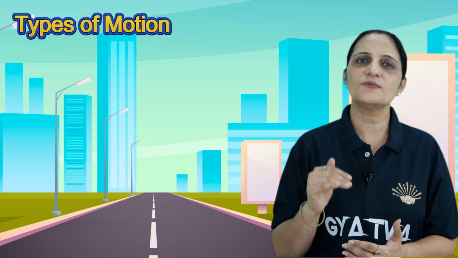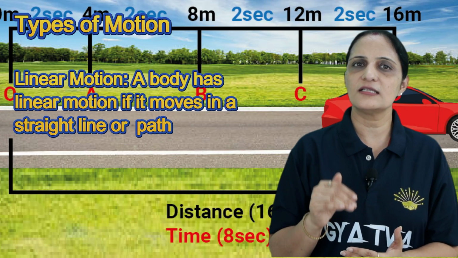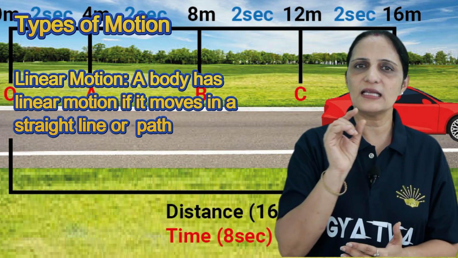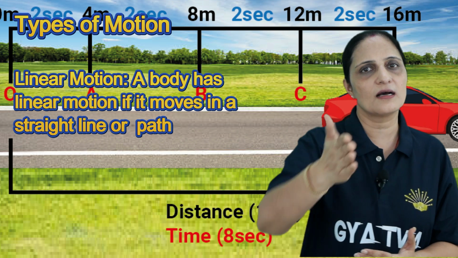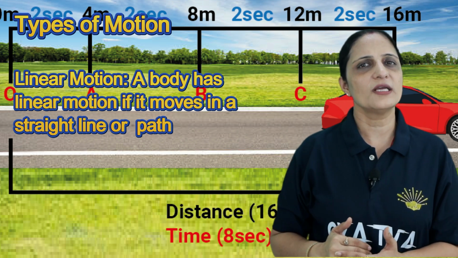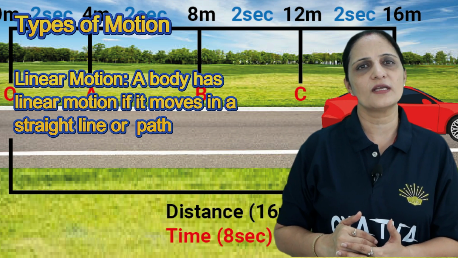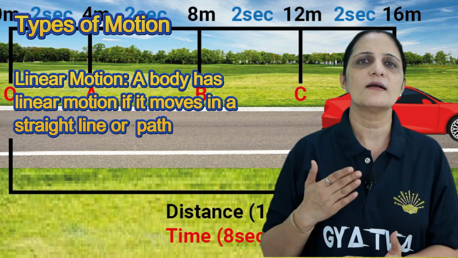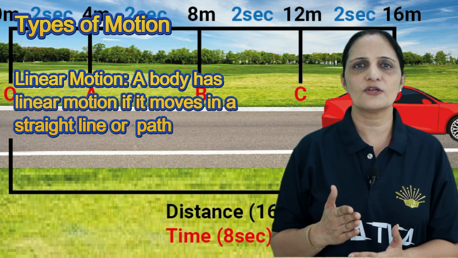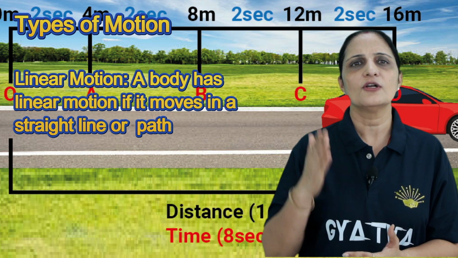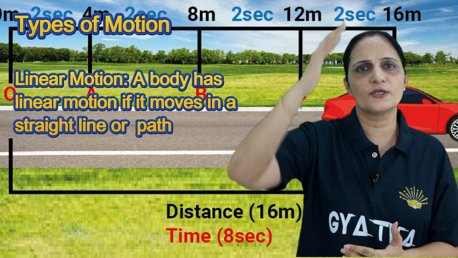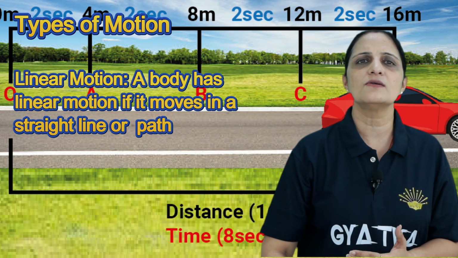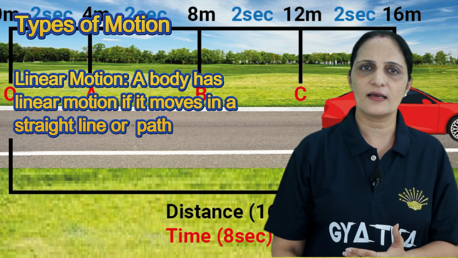Next comes the types of motion. First is linear motion. As the name is clear, linear means in a line. So body has linear motion if it is moving in a straight line or in a straight path. For example, motion of a moving car on a straight road, motion of a ball which is dropped from the roof of a building, it is coming down in a straight line.